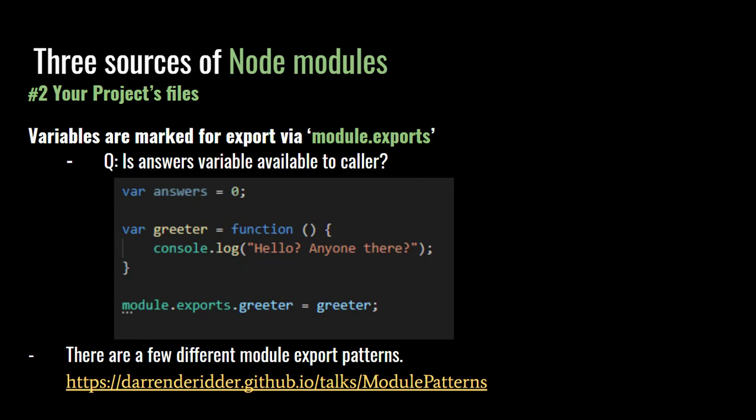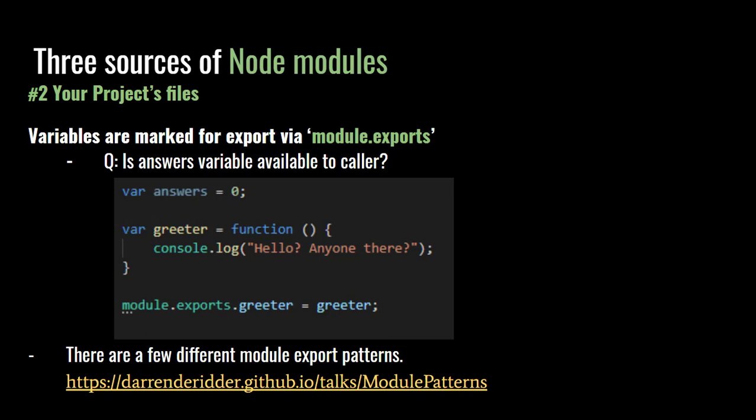Continuing on to variables marked for export. Like we said, there are patterns to exporting. This is an example of a file that has a method or function inside of it, and in order to expose it to the world you would use module.exports.greeter = greeter. So that's one way of doing it.